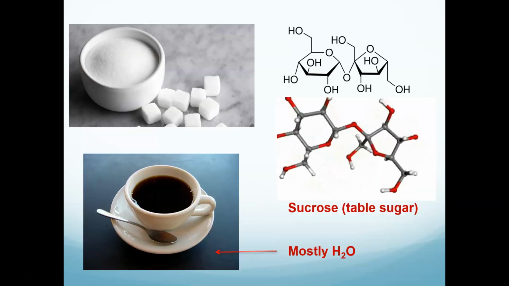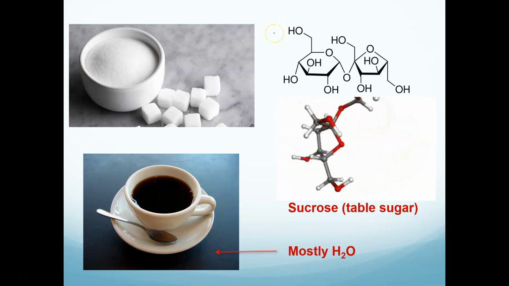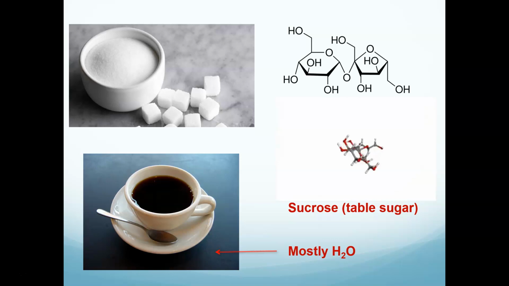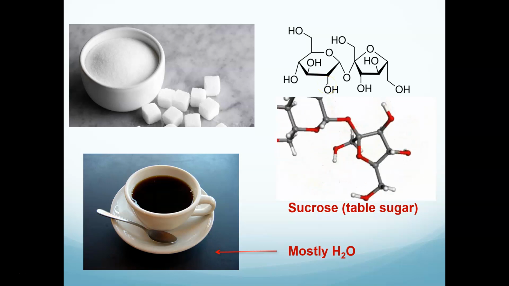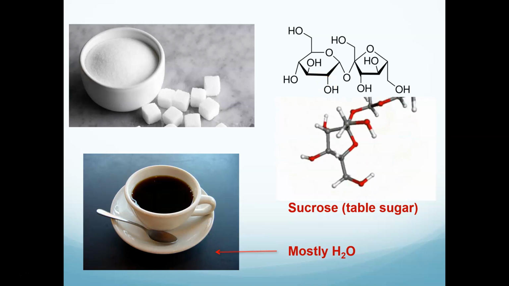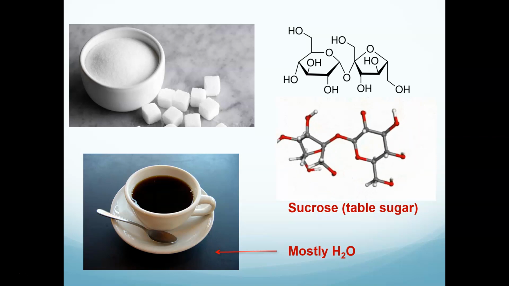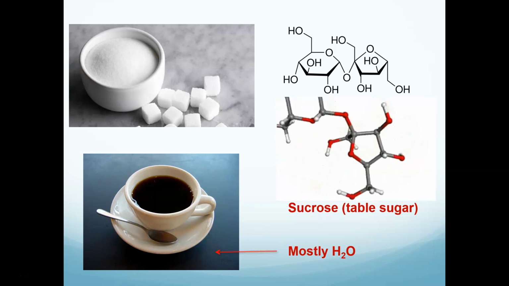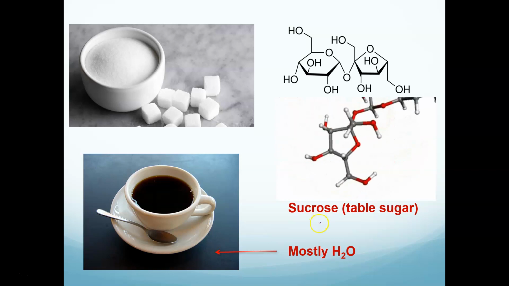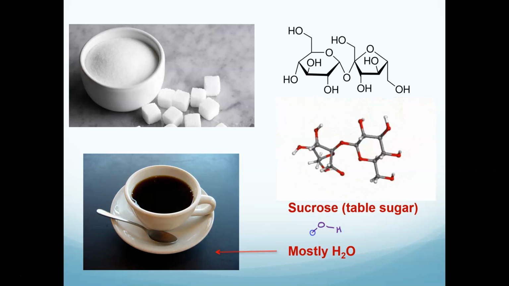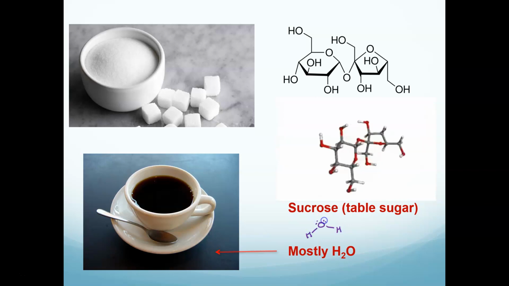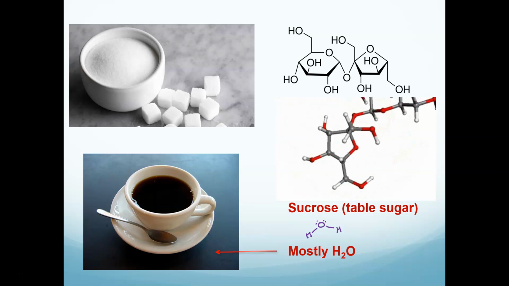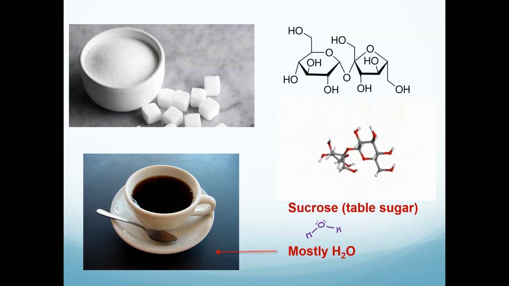Here's another example. This is sucrose, table sugar. If you look at the structure, you notice it has lots and lots of OH bonds. We'll learn more about sugars at the very end of organic chemistry. But something to keep in mind is that coffee is mostly water. We know that water is a polar molecule with a bent shape. So again, we have two very polar molecules. They can interact, and that's why the water in the coffee can dissolve the sucrose or table sugar.